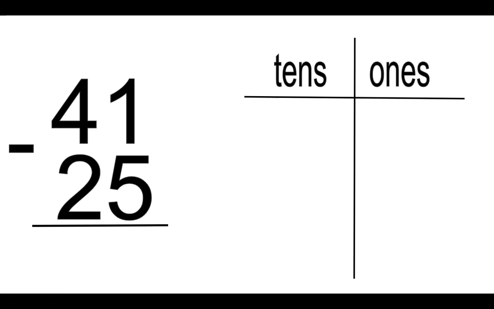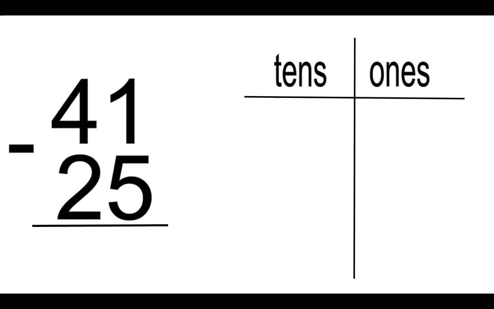All right, boys and girls, let's go ahead and solve. Since I'm taking 25 away from 41, I know that my answer has to be less than 41, because when we subtract, we are taking away. Our numbers get smaller. We are going to be using base 10 blocks to subtract today. So the first thing we're going to do is draw out our larger number, 41.